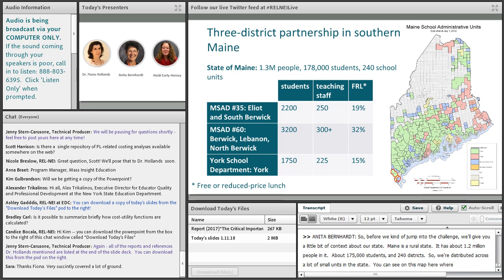You can see on this map here where the districts across the state in red and green and blue are located. And if you look at the bottom lower corner, you see this outlined in red. You see the 3 districts that Heidi and I work in, MSAD 35, MSAD 60, and York School Department. Together we represent about 7,000 students, and that's a little north of 4% of the students in the state. So if you're trying to decide whether your context is similar to ours, that gives you a sense of who we are, so you can make comparable analysis.